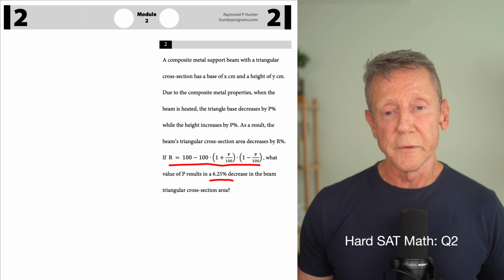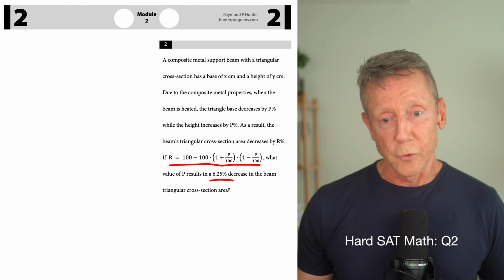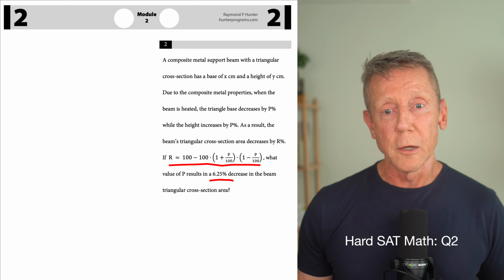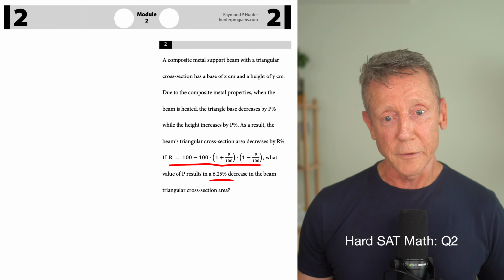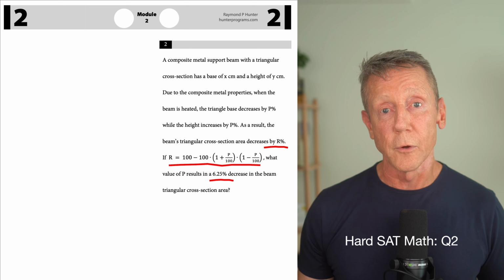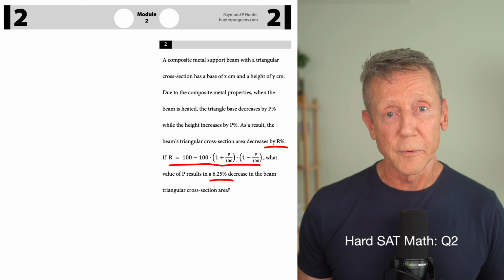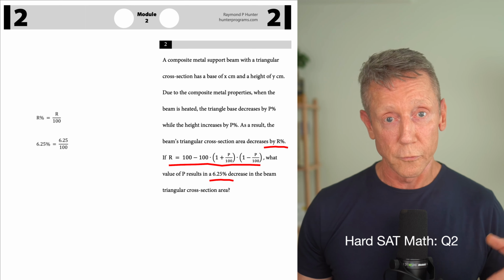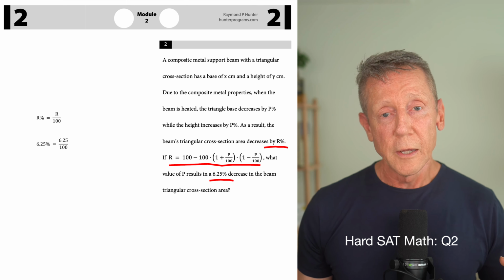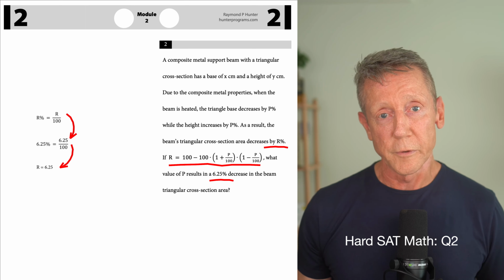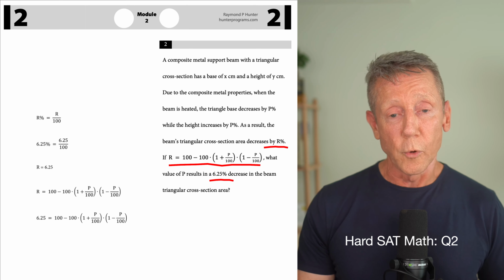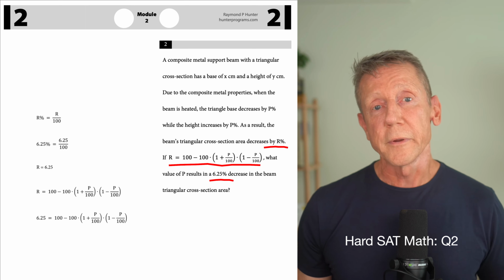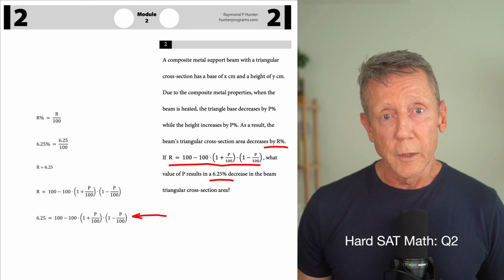And what is that? It's a decrease in the beam's triangular cross-section area. And I look right above and it says the beam's triangular cross-section area decreases by R%. So R% is 6.25%. So I'm going to rewrite the 6.25% as 6.25 over 100 because I changed it into a number. And then the R is the 6.25. So I load that into the equation, and what do I notice? I notice I have 1 equation, 1 unknown. That means I'm just going to type it into Desmos and let it do the work.